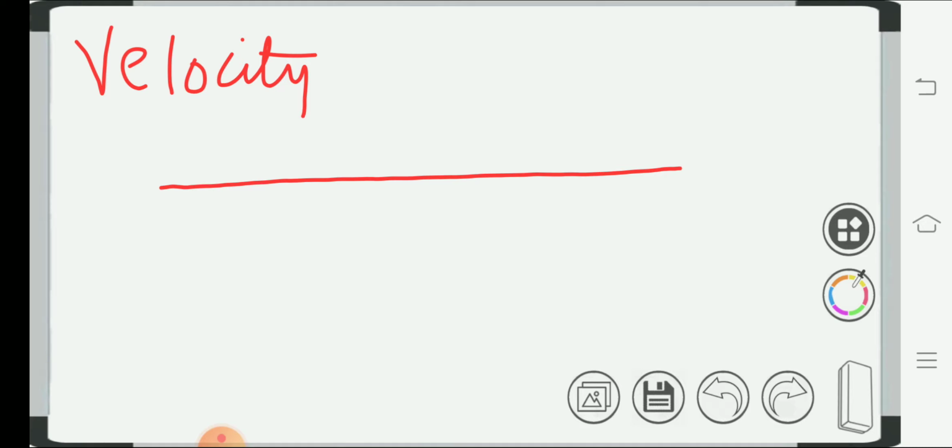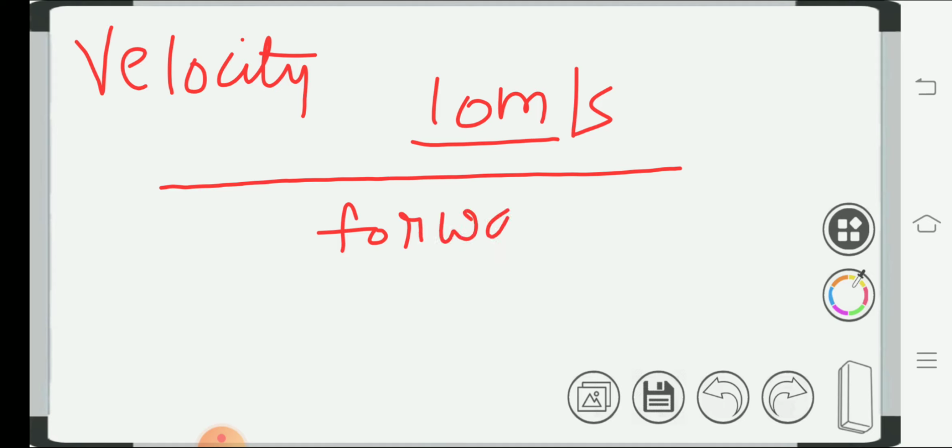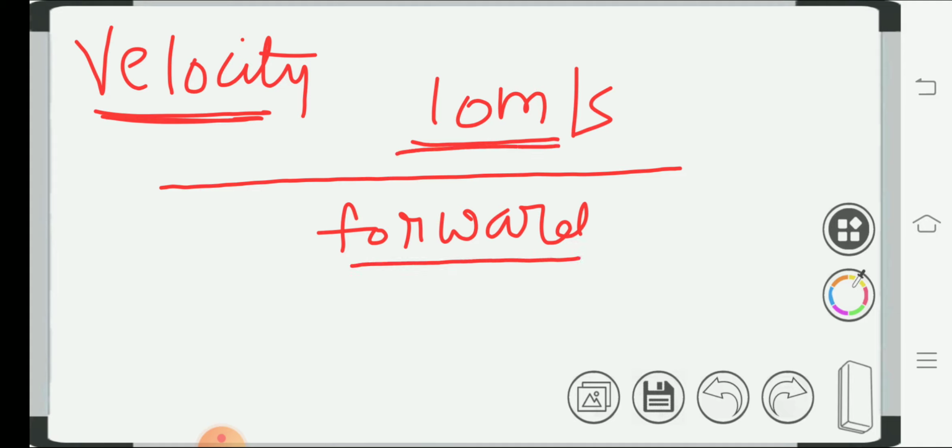Okay, then the next step we are going to study is velocity. Now when I say velocity, if I am telling that the car is moving forward with a speed of 10 meter per second, here I am mentioning the speed, and I have told it is moving forward. That means I am telling about velocity. When the speed is considered with direction, that is called velocity. So if I have to define velocity, velocity is speed with a direction.